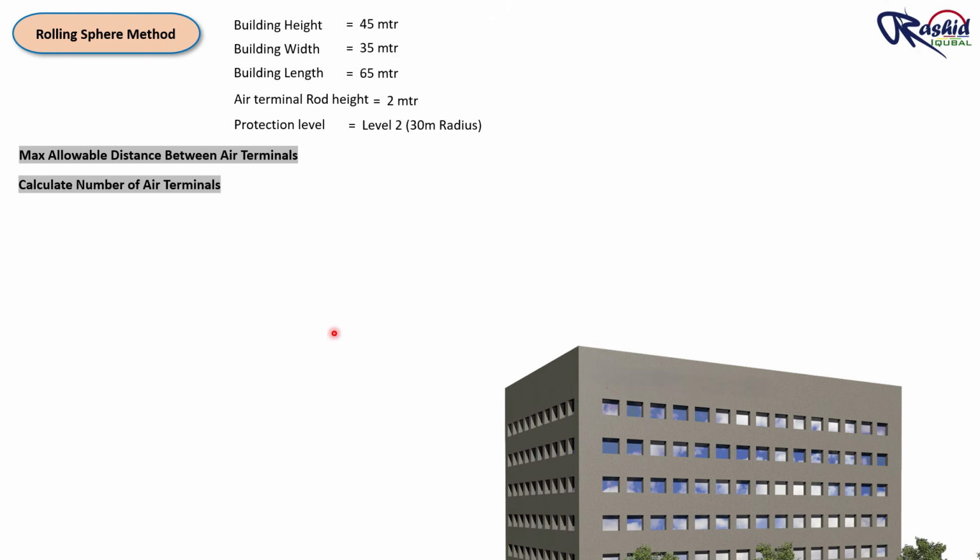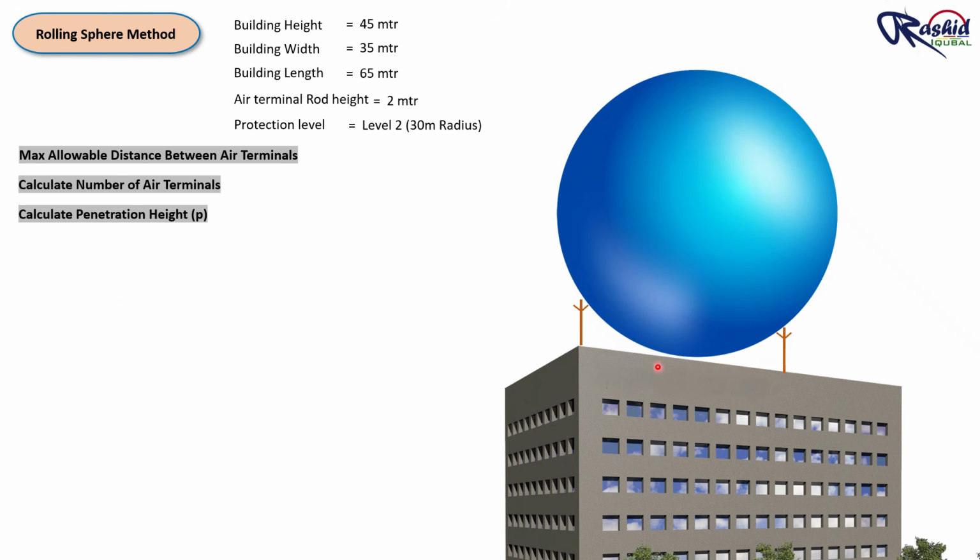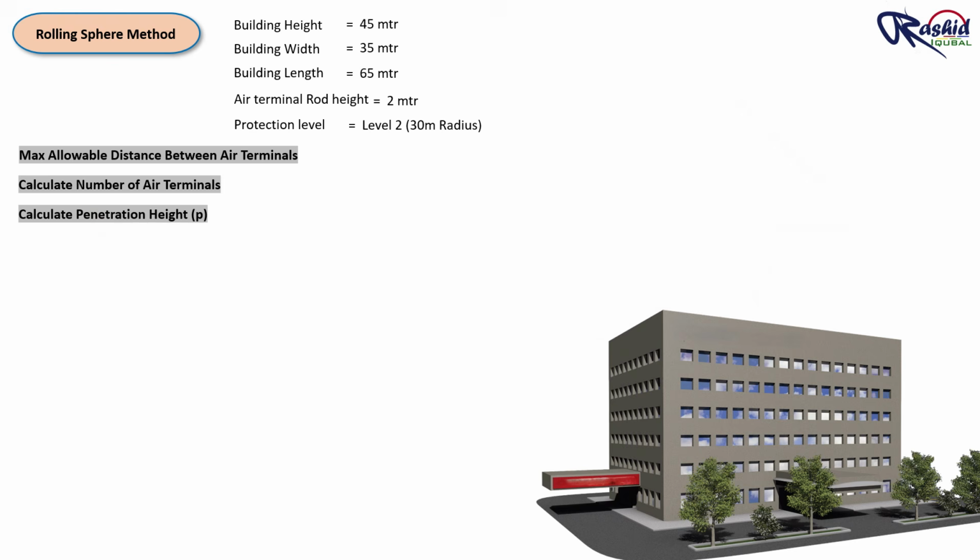And the third thing we need to find out is the penetration height. Between two rods, the rolling sphere dips down. Penetration height tells us how deep it dips at the midpoint. So let's start the calculation. We have to find out the maximum spacing. First, let's calculate the maximum spacing allowed between two terminals.